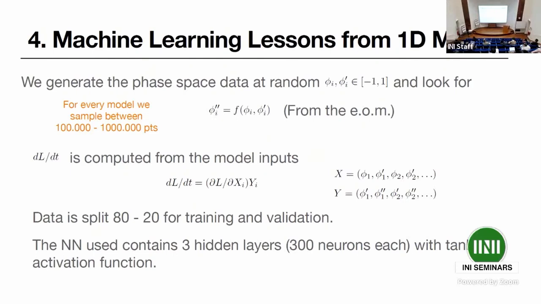And this is what I was mentioning. Basically, you can compute the L dot by a chain rule involving the equations of motion. For our experiments, we have split the data 80% for training and 20% for validation. The networks that we have found to work relatively okay in these kinds of experiments are neural networks with 3 hidden layers, with tanh activation function, and our implementation was done in TensorFlow.